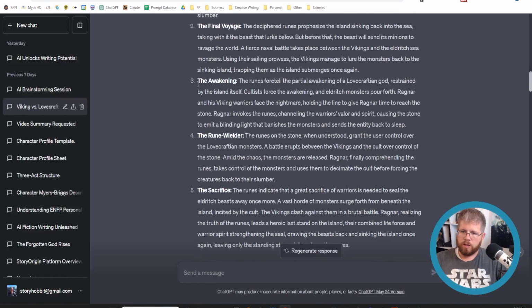I think the one that I liked the most here was The Awakening, which says the runes foretell the partial awakening of a Lovecraftian god restrained by the island itself. Cultists force the awakening and eldritch monsters pour forth. Ragnar and his Viking warriors face the nightmare, holding the line to give Ragnar the time to reach the stone. Ragnar invokes the runes, channeling warriors' valor and spirit, causing the stone to emit a blinding light that banishes the monsters and sends the entity back to sleep. So, again, I'm not going to be using this verbatim, but it did get me thinking in the right direction. I like the idea of this big battle of all these monsters coming forth out of this portal, I guess, and the Vikings having to hold the line while they close it.